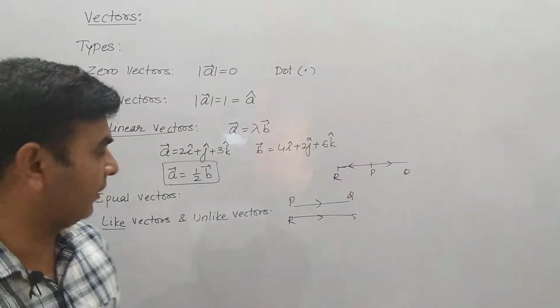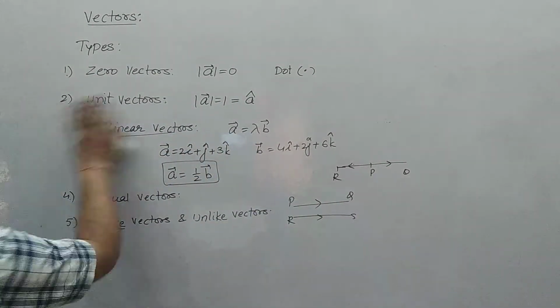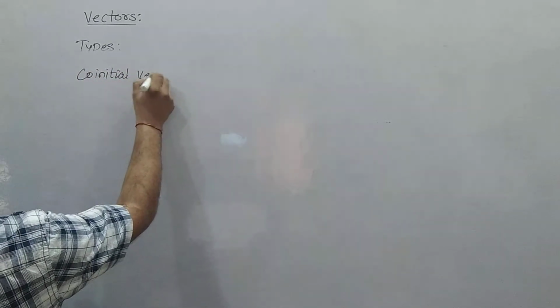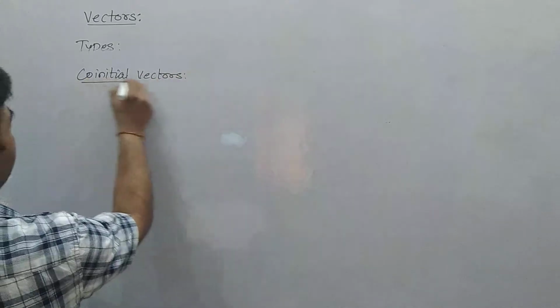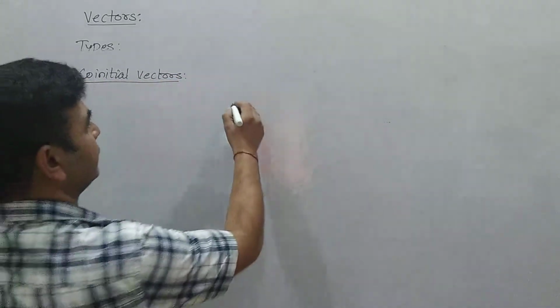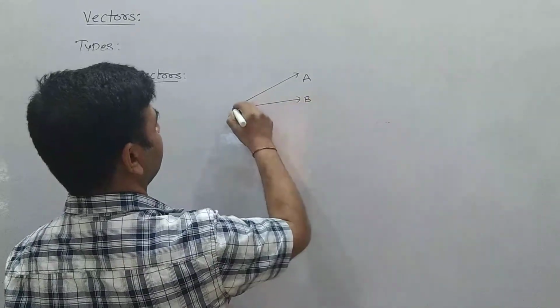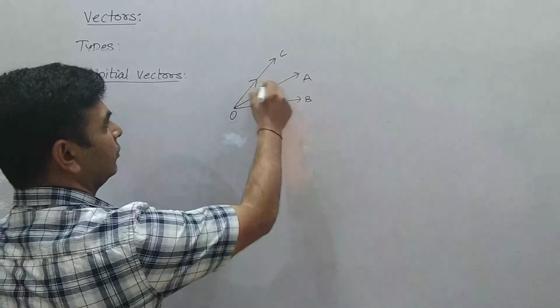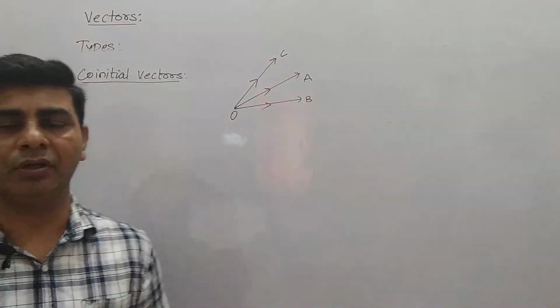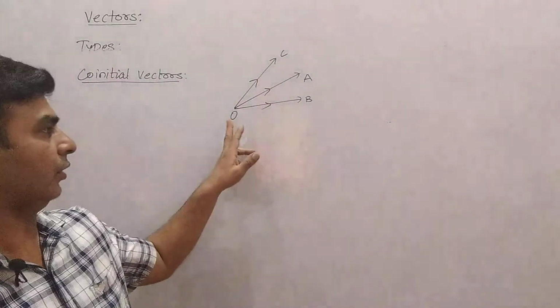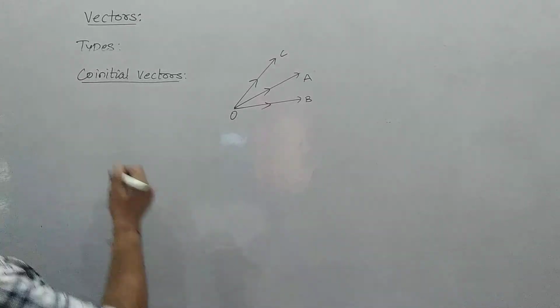Let's do the next type, which is known as your co-initial vectors. Vectors which are initiated from the same point. Like this is your OA, this is OB, this is OC. All the three vectors are known as your co-initial vectors because they are initiated from the same point, which is known as your O.